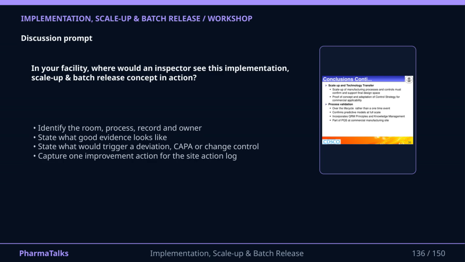This might include detailed batch records, validation reports, or real-time monitoring data that verify processes are performed correctly. Also, think about what situations would prompt a deviation report, a corrective and preventive action, or a change control. For example, if a batch doesn't meet quality specifications or if equipment calibration is missed, these would trigger such responses. Finally, identify one improvement action that could be added to the site action log to enhance the process further, whether it's updating documentation, improving training, or optimizing workflow. This exercise helps solidify our understanding of practical application within your facility.